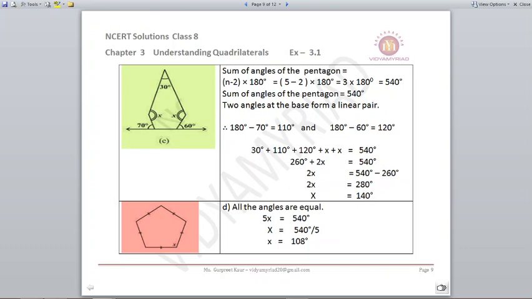So the situation is 30 degrees plus 110 plus 120 plus x plus x. Now x and x are both equal, so we can write it as 2x. The value of x comes out to be 140 degrees. In the next shape, which is made up of 5 lines, we have to find x. So 5x is equal to 540 degrees. x comes out to be 108 because all the sides are equal.